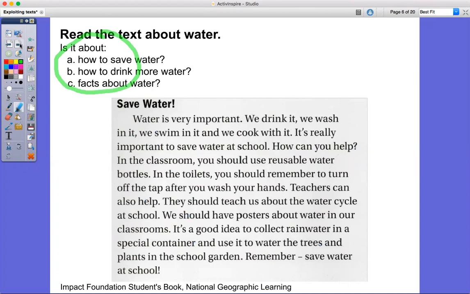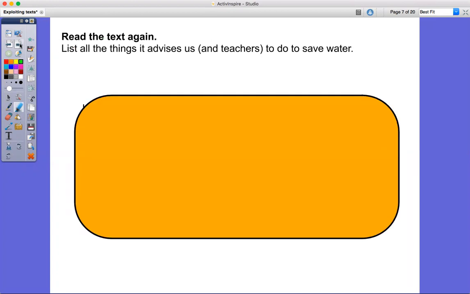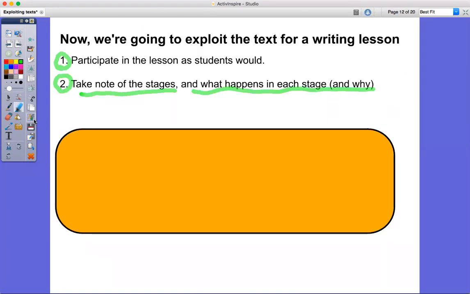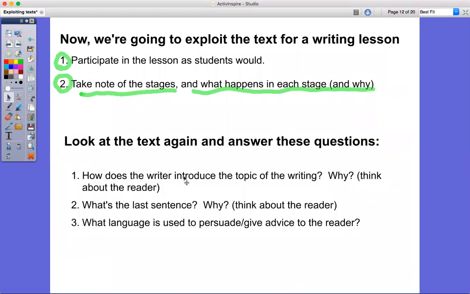Now, in our language lesson, we would move to this reading, but in our writing lesson, we move to this reading. So they look at the text again and answer these questions. How does the writer introduce the topic of the writing and why? What's the last sentence? Why? And what language is used to persuade or give advice to the reader?